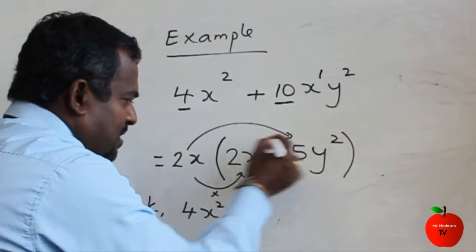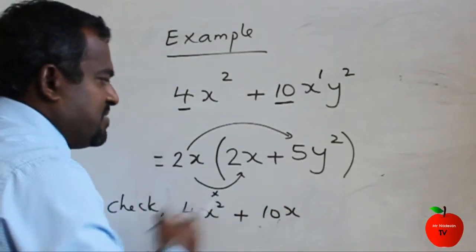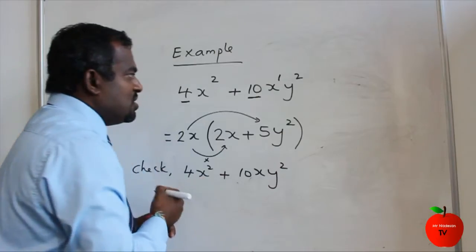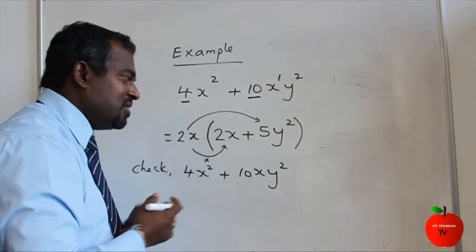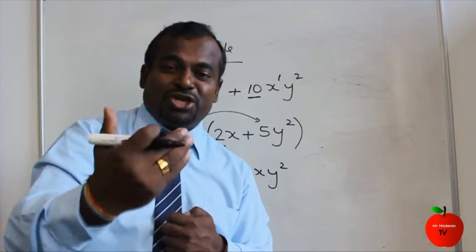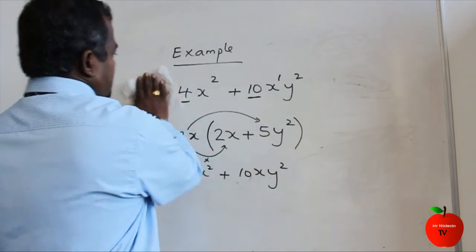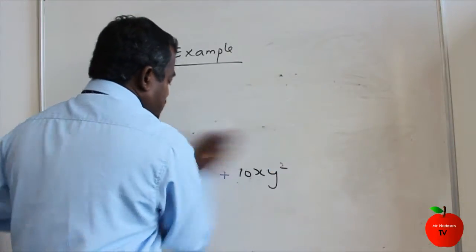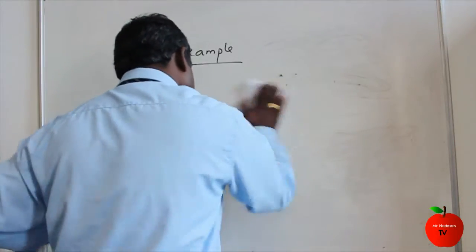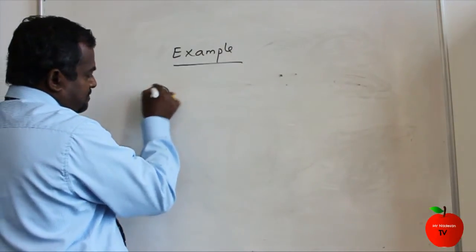Then now, 2 times 5 comes to 10. Then x, then y squared. So you can see that, that's your question. So once you've done your factorizing, you can double check your answer. So I'll explain one more question. Let's say question number 2 now. Let's say this one.